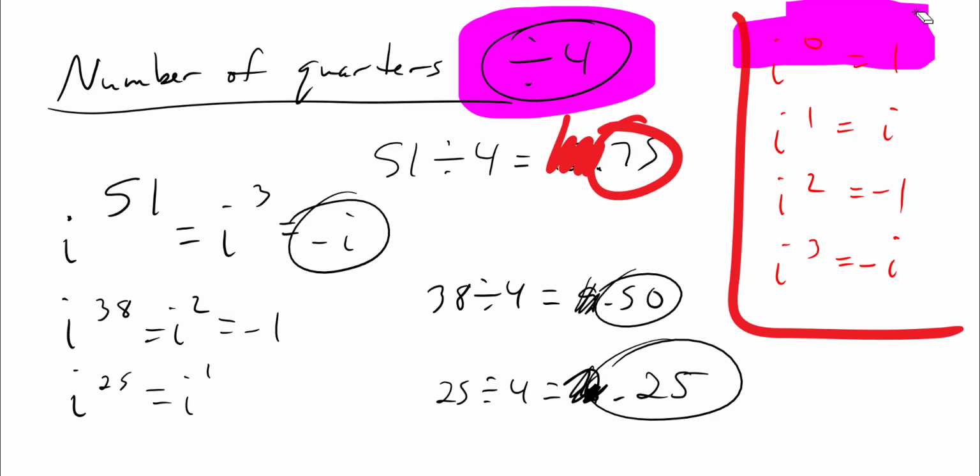Ooh, that's good. Because it's just easier to read. I made it ugly. Okay, there we go. Oh, it's perfect. Okay, so anyway, i to the 1 power is i.